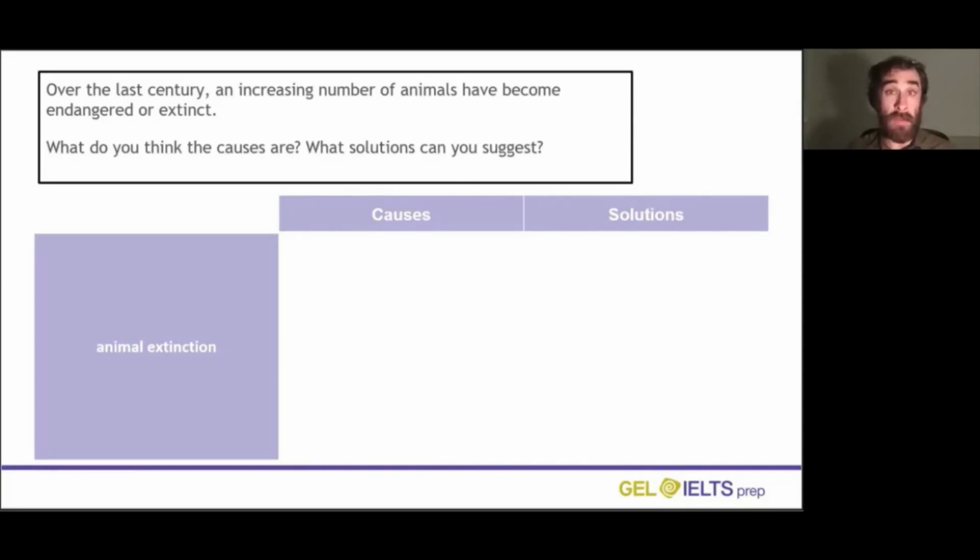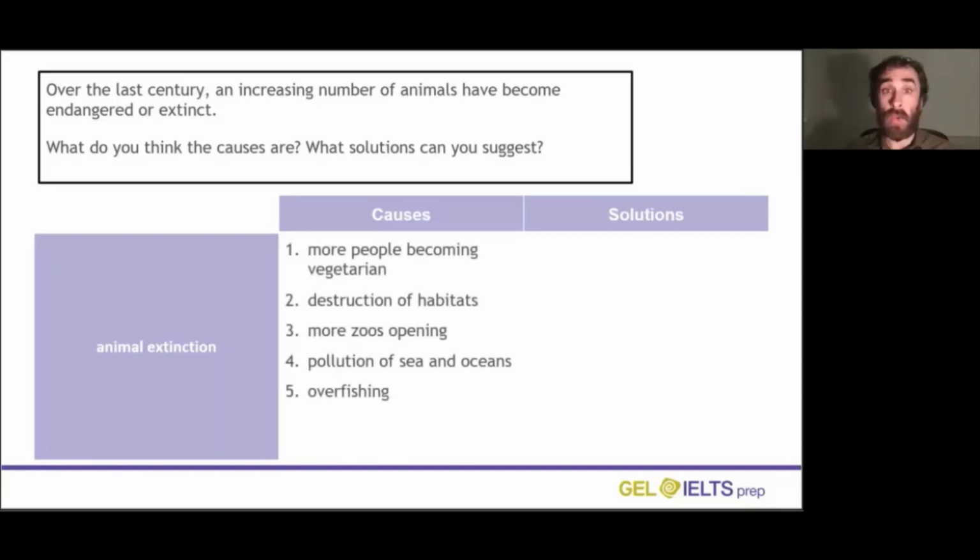I'm going to show you 5 possible points we could make for causes. 3 of them are good. 2 of them are not so good for this essay. 1. It's caused by more people becoming vegetarian. 2. It's caused by the destruction of habitats. 3. It's caused by the greater number of zoos opening. 4. It's caused by pollution of seas and oceans. And 5. It's caused by overfishing. Look at the next question below this video and choose the 3 options that are good points for causes.